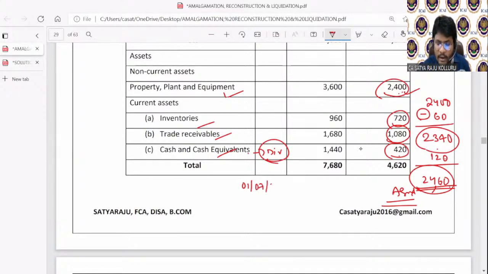Now let me calculate the cash balance as on 1st July 2020. All of you please concentrate here. Opening cash balance, how much? 4,20,000.